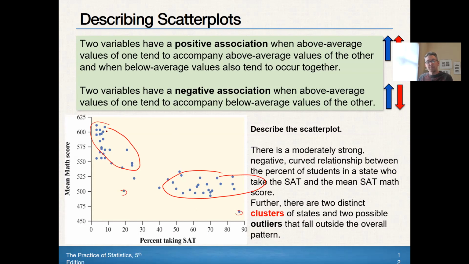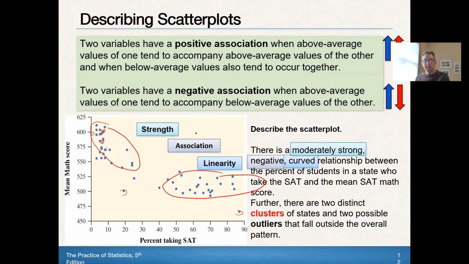So they might score higher on average on their math test versus states where most of the students take the SAT. Anytime you have most of the students taking it, you've got the better students, you've got lower scoring students, and everybody in between. So that brings your average down. So I think that could help to explain what's going on here. Notice I'm describing this: here's my strength statement, here's my association statement, and here's my statement about linearity, or the fact that it's curved.